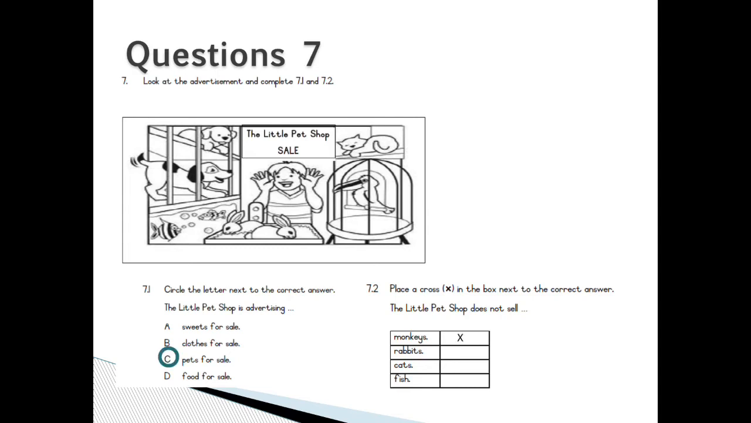The correct answers are 7.1. The little pet shop is advertising C. Pets for sale.